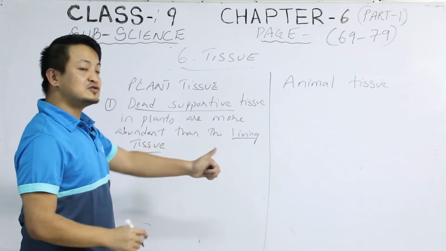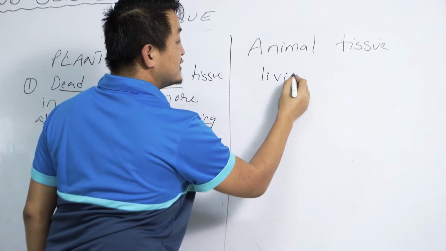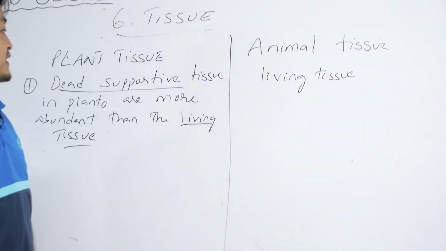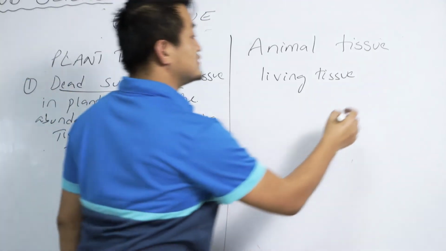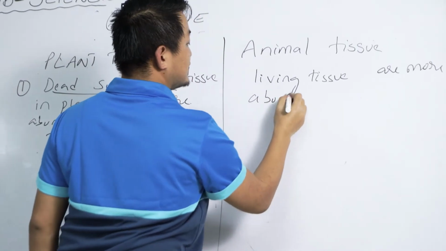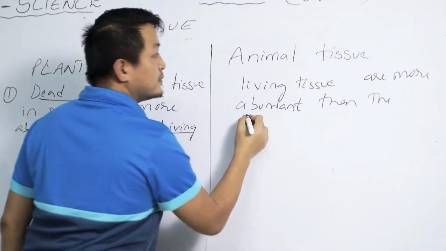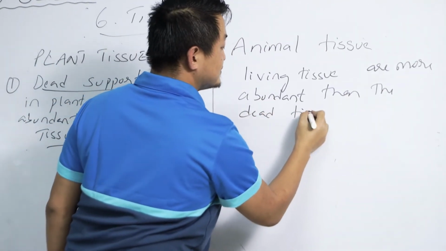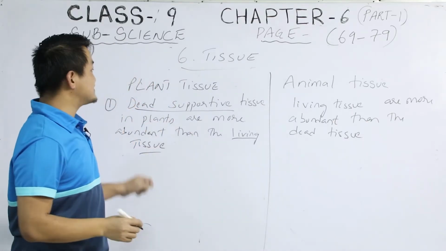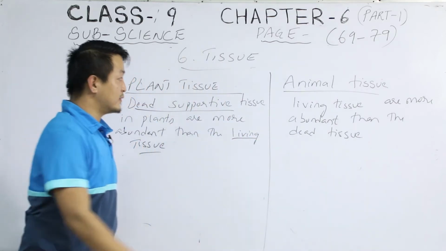Now, in animal tissue, this is opposite, okay? Now, in animal tissue, the living tissue are more abundant than the dead tissue, okay? Clear? So this is the basic first point of difference between the plant tissue and animal tissue, okay?